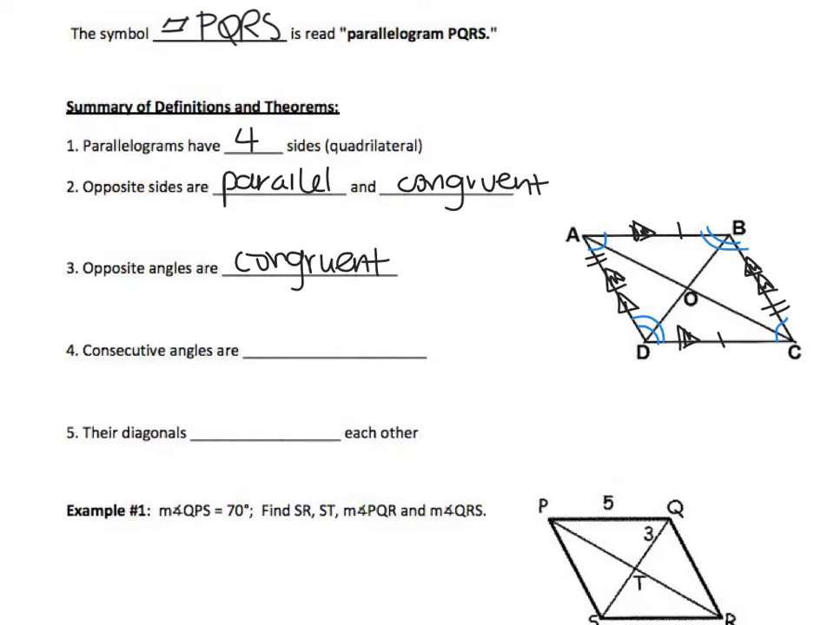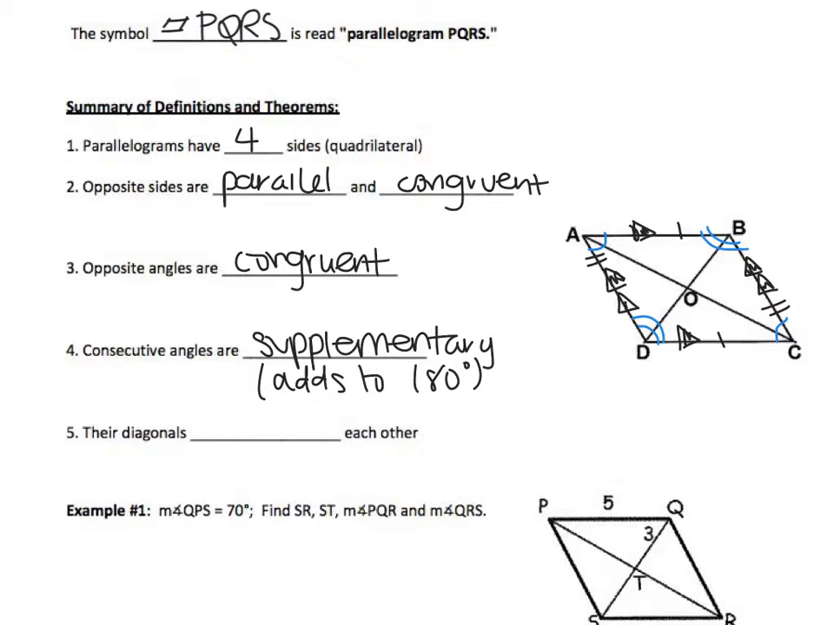We also have that consecutive angles are supplementary. So remember, supplementary means adds to 180 degrees. So angles A and D add to 180, A and B add to 180, and then B and C add to 180, and then C and D add to 180. So supplementary, the consecutive angles aren't just the angles going down, they're also the angles going across.